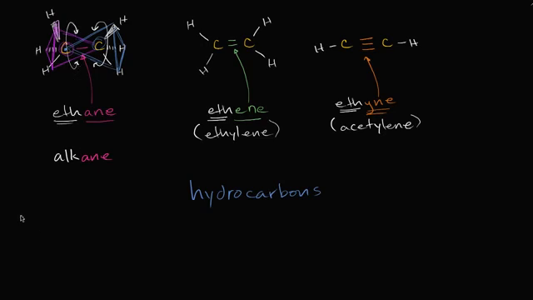Now, things are a little bit different when you have a double bond. When you have a double bond like this, it actually forces all of the atoms in this molecule to be in the same plane. So this ethene is planar. This is planar right over here. And this double bond locks it into place. There's not going to be any rotation.